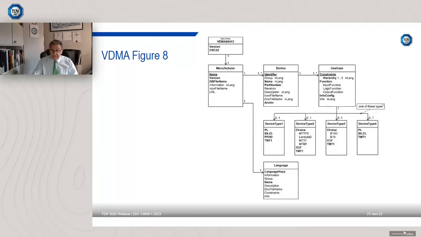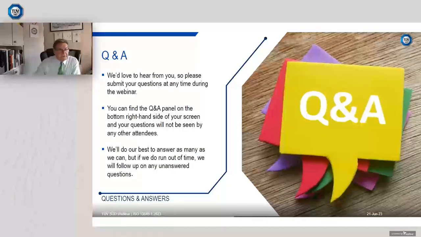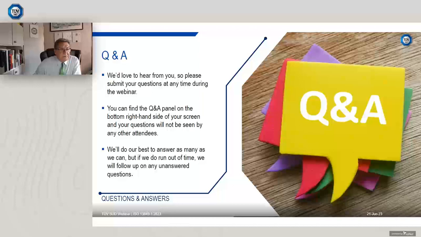But overall, in my opinion, the new structure and the new emphasis on some of the very key aspects, I believe that 13849 edition 4 is an improvement on edition 3. But that's it. I'm going to take a look now at the list of questions we have. Sorry, I'm just scrolling down the list here.